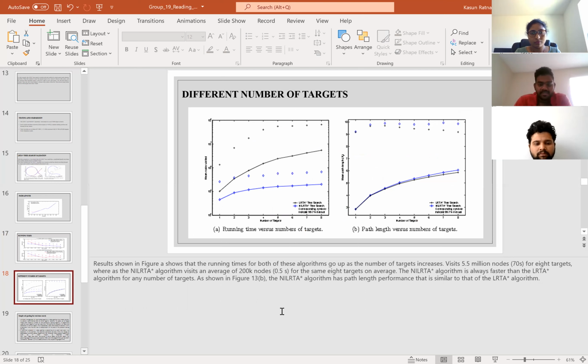The results shown in the figure are that the running times for both of these algorithms go up as the number of targets increases. LRTA* visits 5.5 million nodes for 8 targets, whereas the NILRTA* algorithm visits an average of 200K nodes for the same 8 targets. The NILRTA* algorithm is always faster than the LRTA* algorithm for any number of targets. As shown in diagram B, the NILRTA* algorithm has path length performance that is similar to that of the LRTA* algorithm.